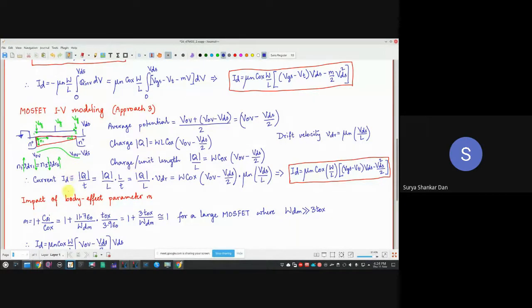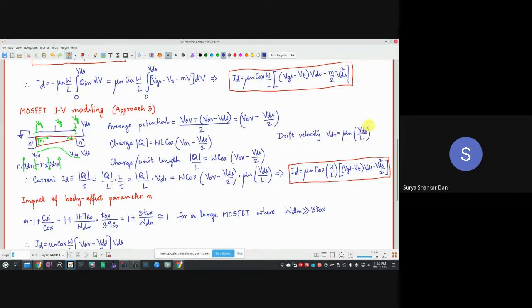How is it defined? I'll put here 3. It is defined by the total charge divided by the time taken to shift that total charge. So instead of this T, I am dividing Q by L, and this is L by T, where capital L is the channel length. So capital Q with the mod divided by L is basically this term, mu n Cox VOV minus VDS by 2.